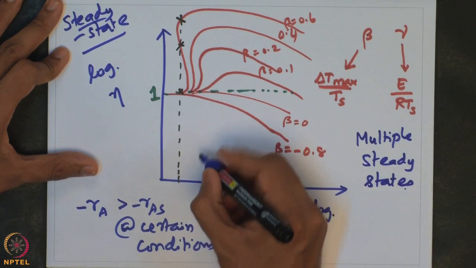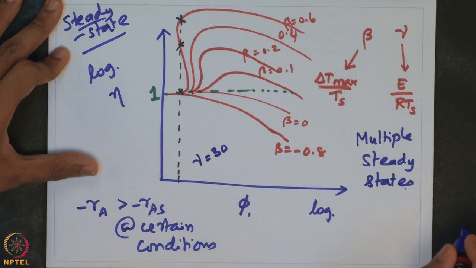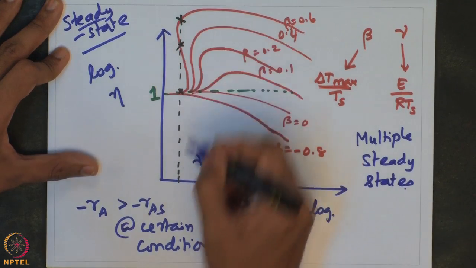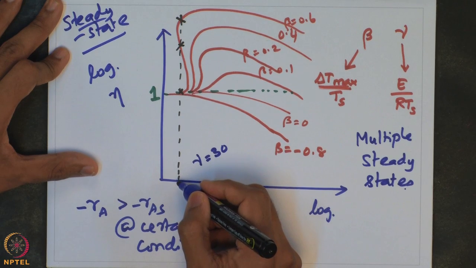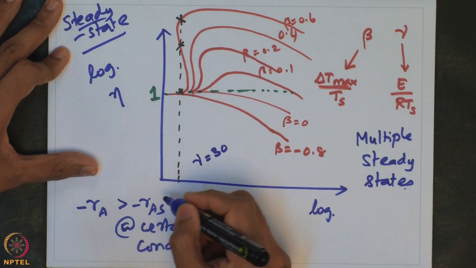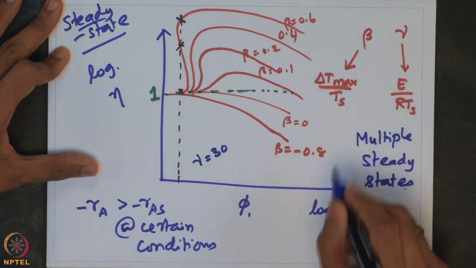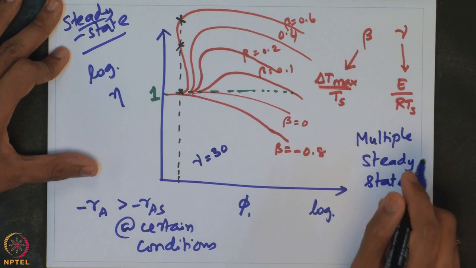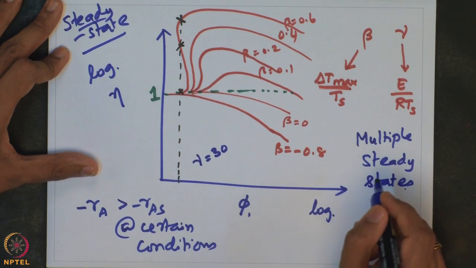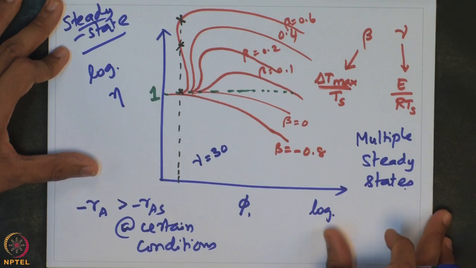Now, note that this is for a specific example where gamma is equal to 30. So, what it suggests is that there are 3 possible steady states for a specified value of the Thiele modulus that we are looking at for this kind of system. And this is a very special property of the case of exothermic or endothermic reactions, for a case where the temperature actually plays a role in the reaction rate. Now, let us look at what this multiple steady states really mean.